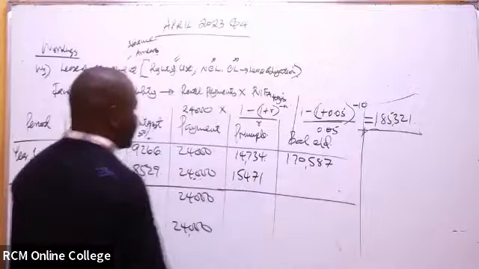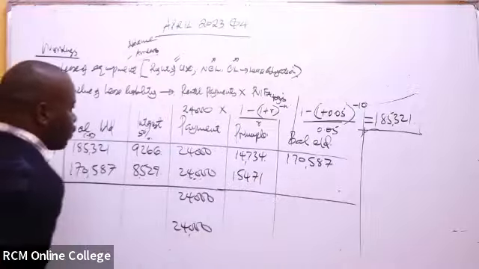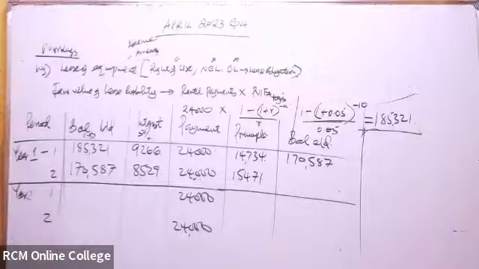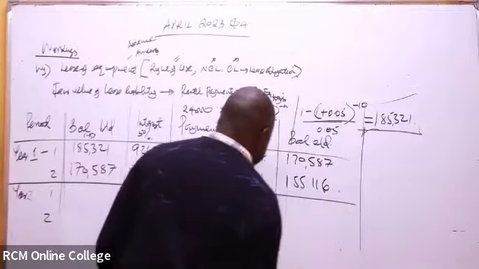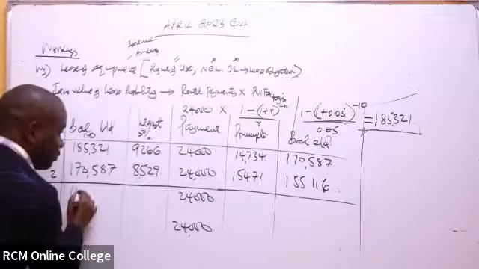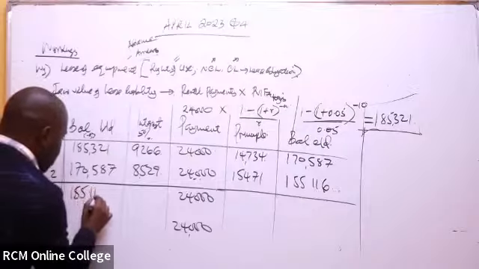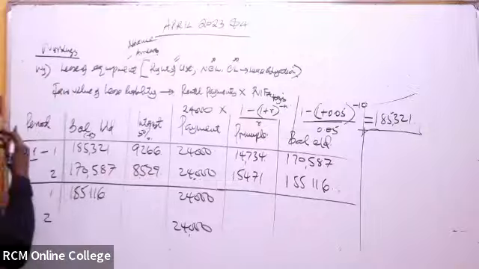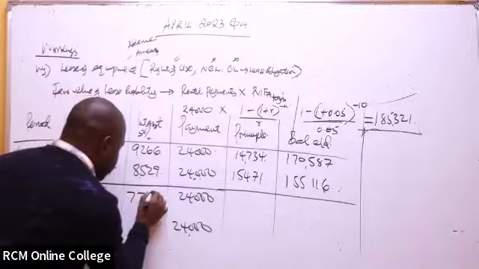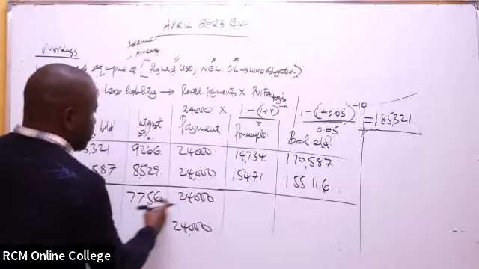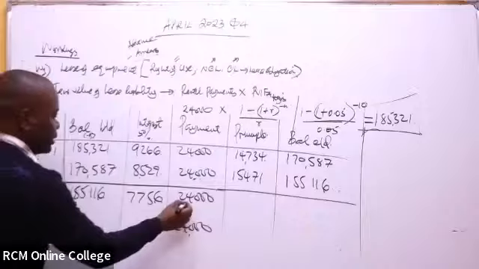Then the balance carried down, you take this minus this. Of the principal amount, how much is still remaining to be settled? 155,116. It comes here. The cycle continues. Interest at 5%, which gives 7,756.